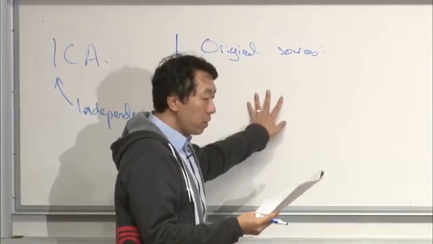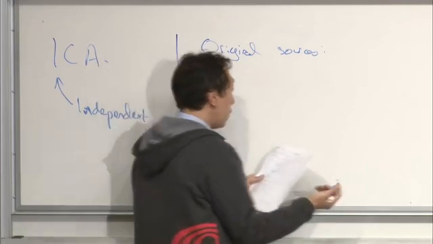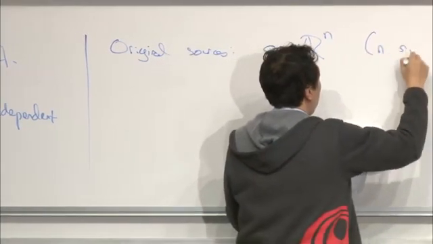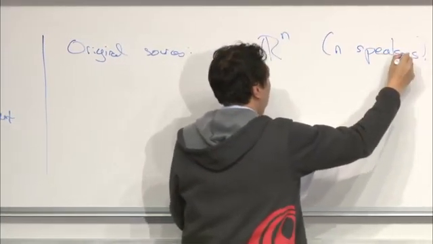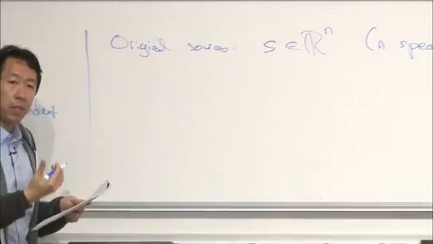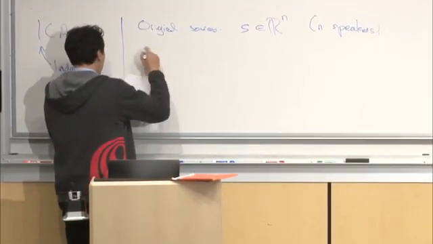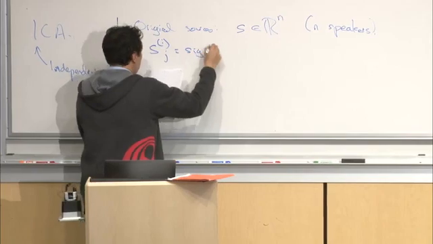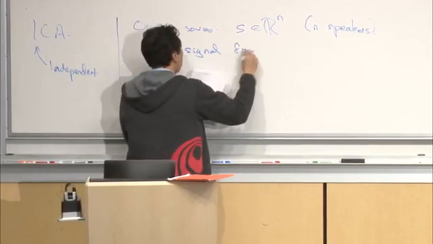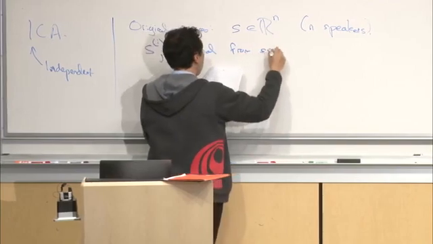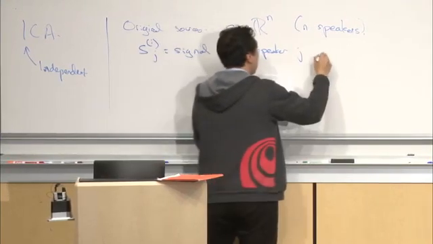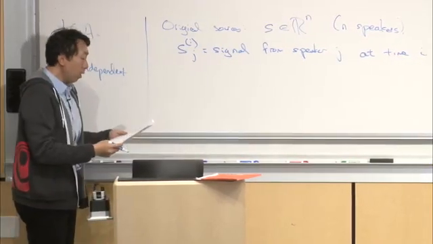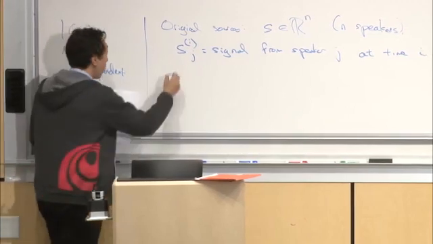So in ICA, we're going to assume that the data was generated through some set of sources, S in Rn, where you have n speakers. So you have 2 speakers, S is in R2, you have 5 speakers, S is in R5. And so S_ij is equal to the signal from speaker j at time i.